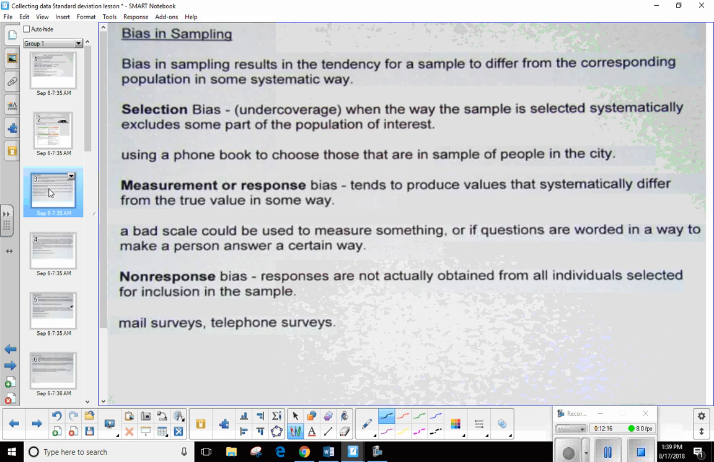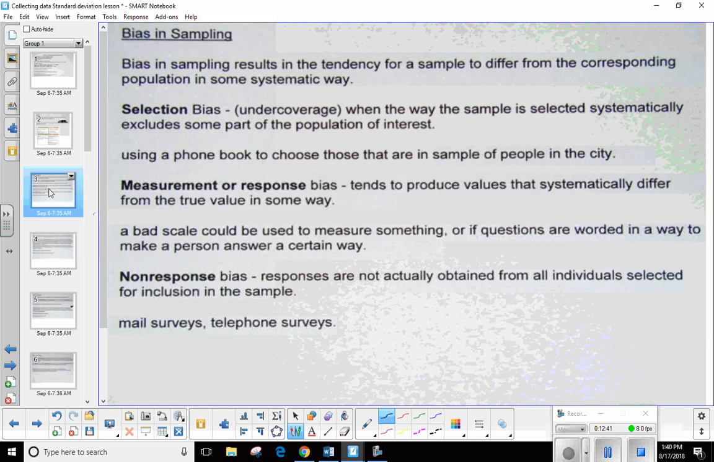Using a phone book to choose those that are in a sample of people in the city would be an example of selection bias, because it appears you're just opening a phone book and randomly choosing people out of it. You don't know about their backgrounds, who they are, their ages, or whatever it might be as far as your topic goes. Measurement or response bias tends to produce values that systematically differ from the true value in some way.